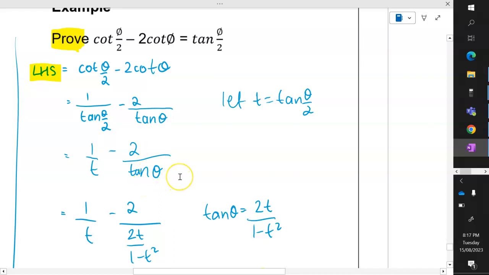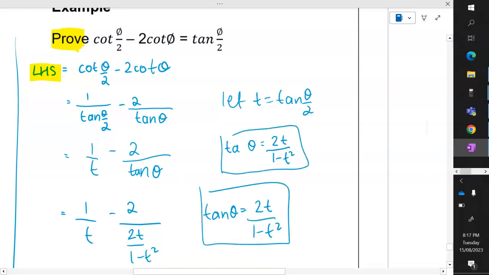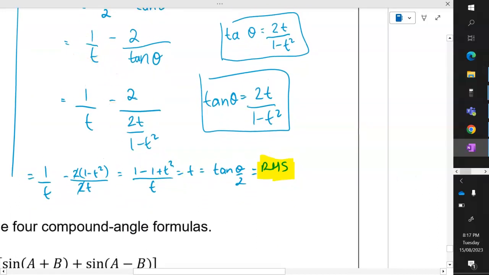Now, if we think back to our formula sheet, what was tan theta equal to? Tan of theta was equal to 2t over 1 minus t squared. Okay, I've got it down there. So we'll leave it in there twice. So what we're going to do is replace our tan theta here with our tan theta here. So I'm replacing that and popping it in as 2t over 1 minus t squared.